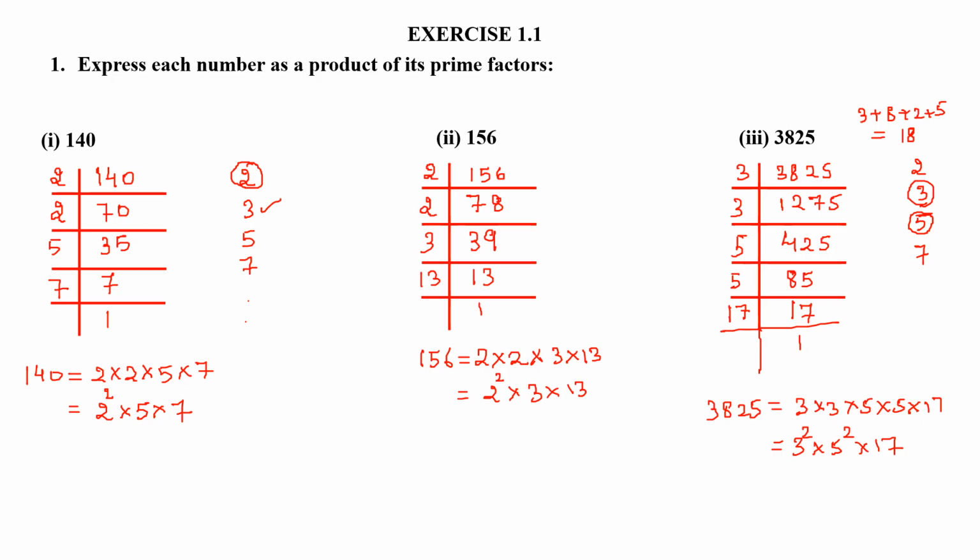Now next question, 5005. Okay, so 5005, first of all it is an odd number, so it won't go in the table of 2, right? And the 3 table, what is the divisibility rule of 3? You have to add the digits. So if you add 5 plus 0 plus 0 plus 5, you will get 10. So it is not divisible by 3 also.